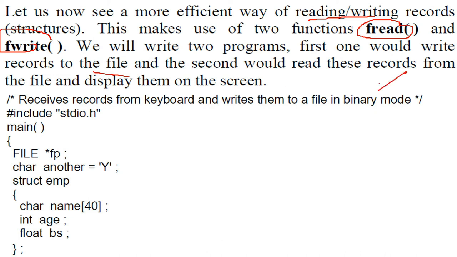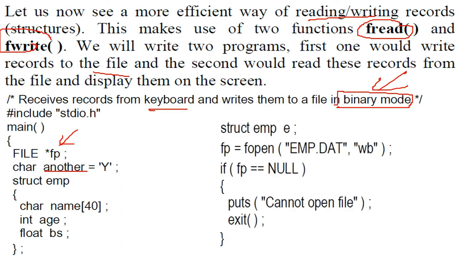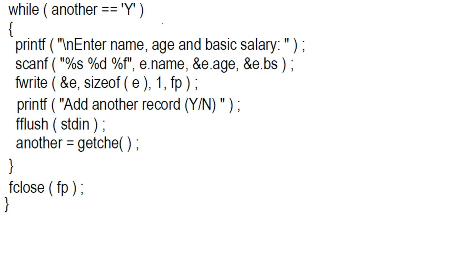So this is the program to receive records from the keyboard, and we'll try to write them to a file in binary mode. This is the mode we are going to use. So we have a file pointer. We'll say user. Till the time you press yes, we will allow you to enter the content. This is a structure, name, age, BS, and we have a structure variable. We have opened the data file, that's a dat file, in wb, write binary. If it is not open, we say cannot open the file. Now we ask the user to enter name, age, basic salary.